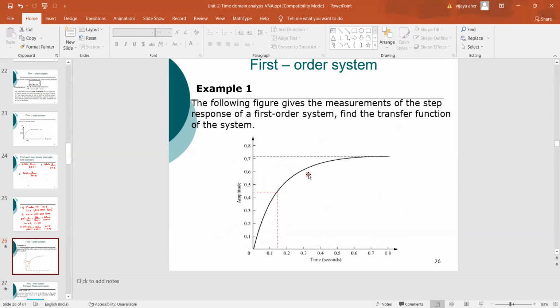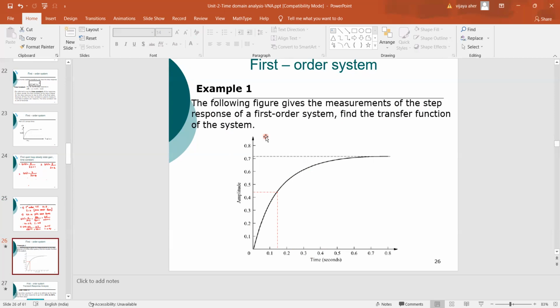So example 1: the following figure gives the measurement of step response of a first order system. Find the transfer function of this system. So this is the step response of the first order system. You are going to find the transfer function of the system.